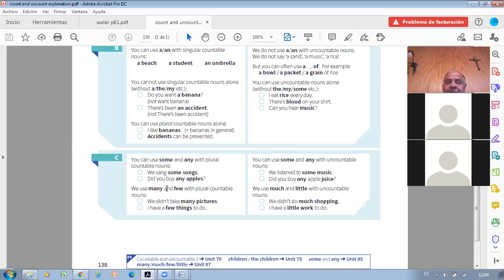But here you have a difference. With countable nouns you use many and few. With uncountable nouns you use much and little. You can't say many with an uncountable, or much with a countable. You have to decide. We didn't do much shopping. I have a little work. You can't say many shopping or many works, because they are uncountable. But you can say many pictures, few things.